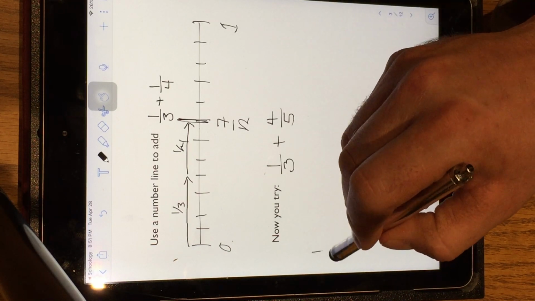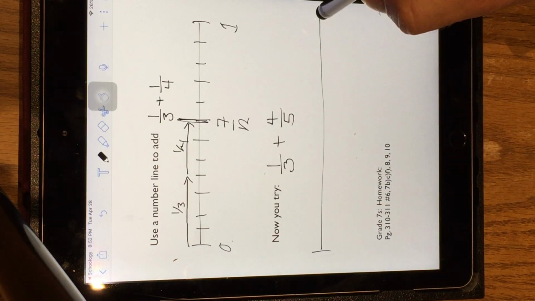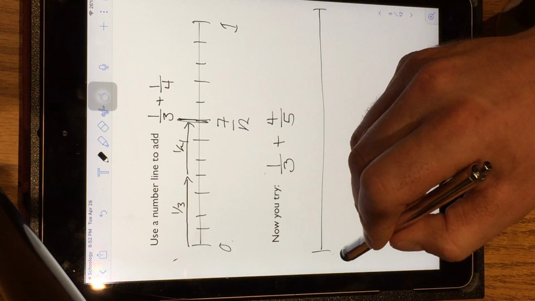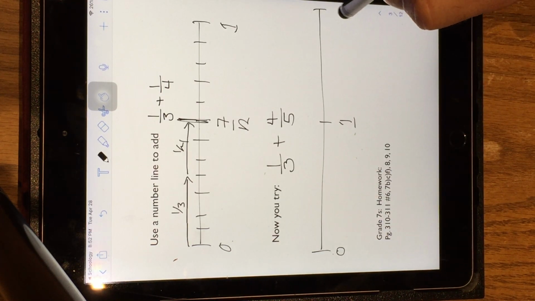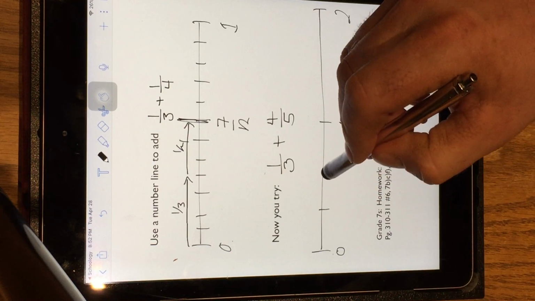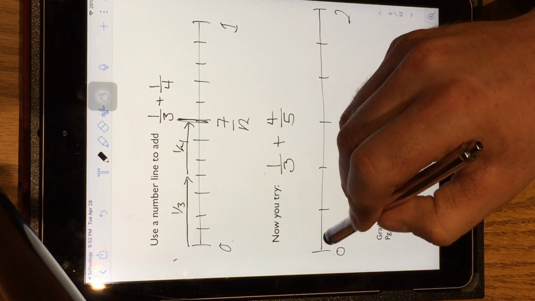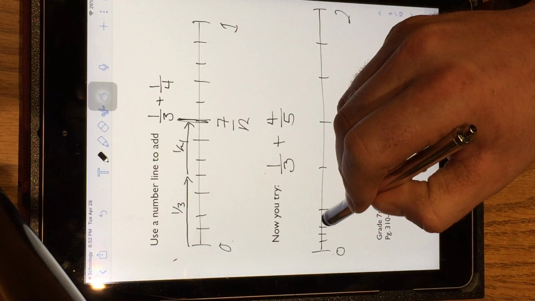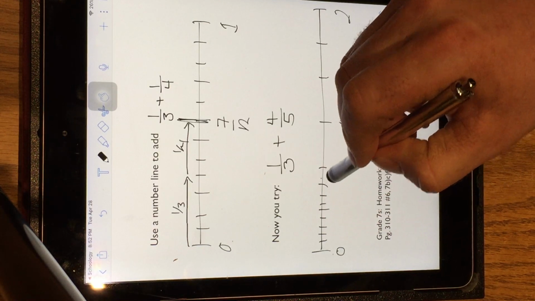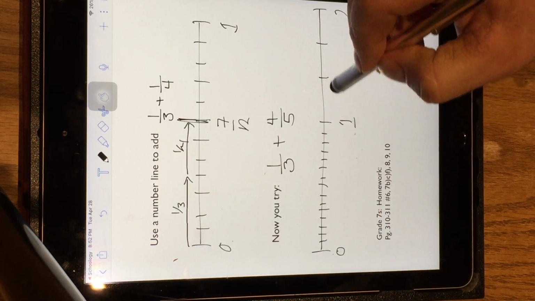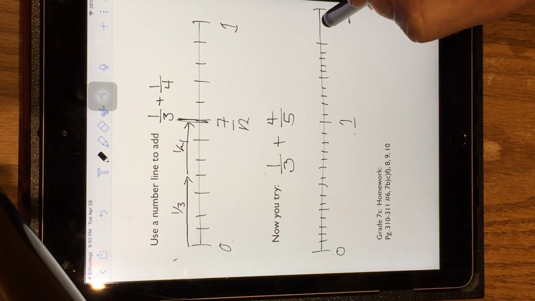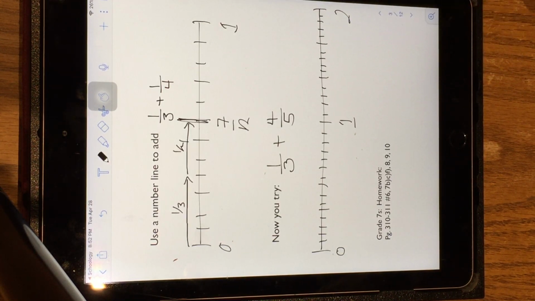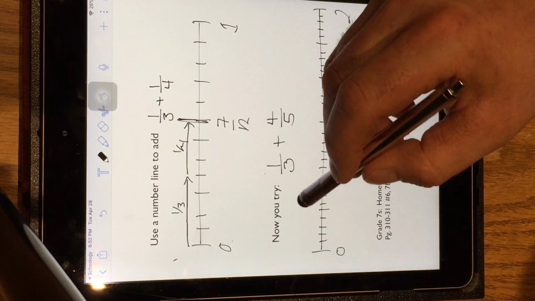Last question. We'll do 1/3 plus 4/5. My common denominator here is 15. And just looking at this, I know I'm going to end up at more than one whole. So there's one whole, there's 2 wholes. I'm going to divide this into 15 sections, each one. Okay, so there's 15 sections for each whole.